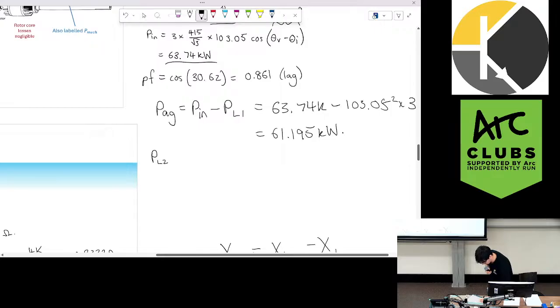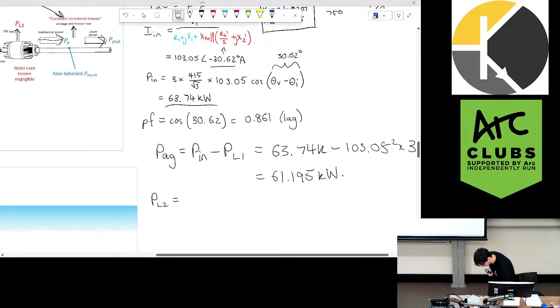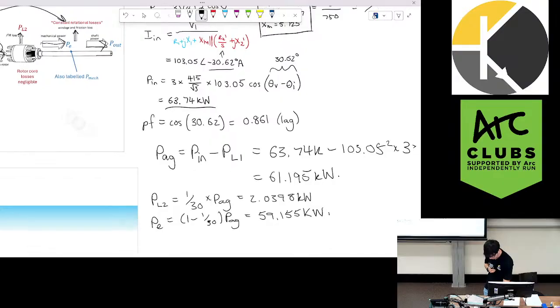So P losses in the rotor is going to be S, which was 1 over 30, times the air gap power, which gives us 2.0398 kilowatt. And the power we get out of that is 1 minus 1 over 30 times air gap, which gives us 59.155 kilowatt. Cool. So now we're at this point.